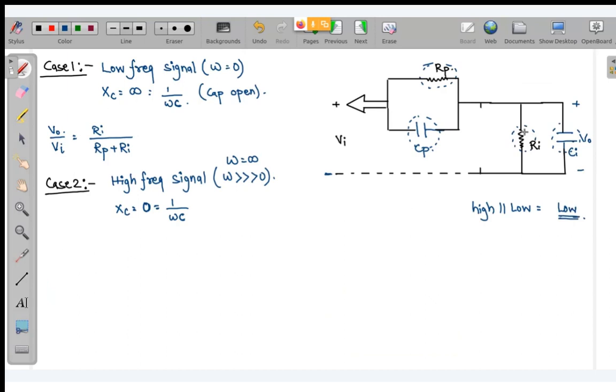So what I can do, I can ignore this resistance. Tell me yes or no. Can I ignore this resistance or not? Okay, so I can ignore this resistance. So remove this resistance part. Now V naught by Vi, see, once again, this is your attenuation factor, and this will be equal to Ci by Cp plus Ci. Tell me, is this clear or not? Very quickly tell me yes or no.